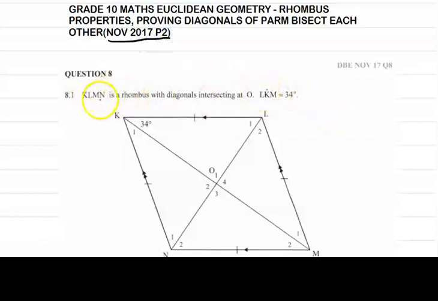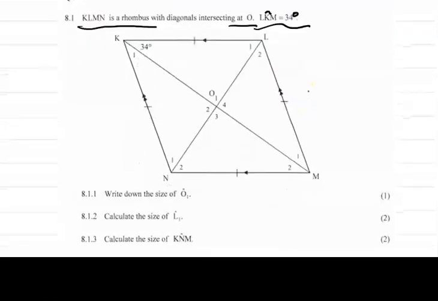It says that KLMN is a rhombus with diagonals intersecting at O. Angle LKM is equal to 34 degrees. So let's have a look at that. Firstly, LKM is 34 degrees. Now let's look at what the properties of a rhombus are. The properties of a rhombus are as follows.